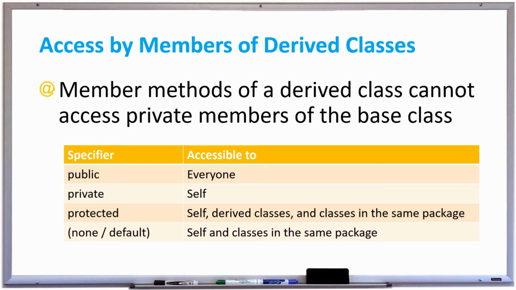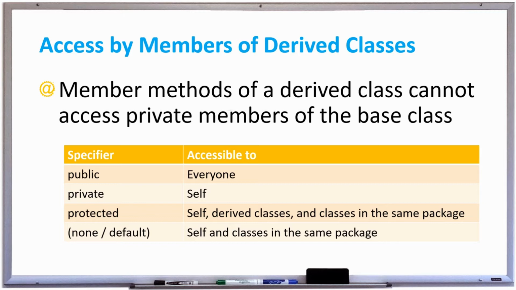In this video, we're going to discuss the access by members of derived classes. The member methods of a derived class cannot access private members of the base class. So here's a table that shows you which specifier gives you what access, basically.